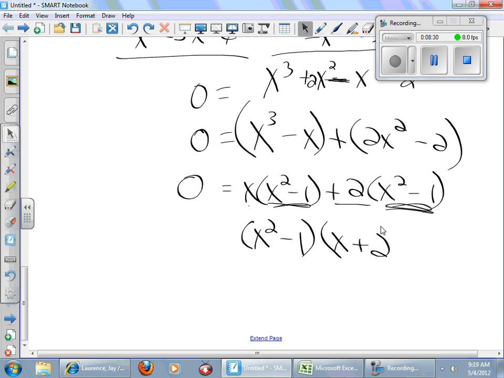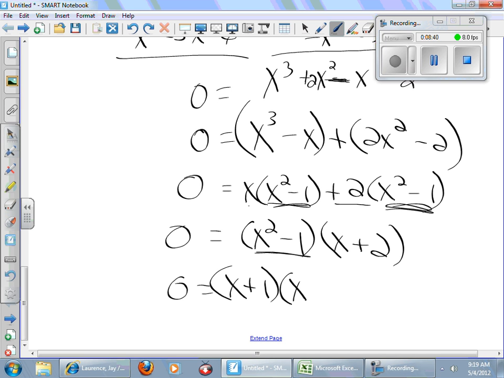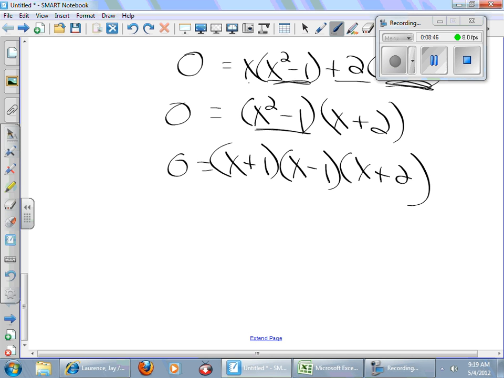Okay, so then we'll have a quantity of x plus 2, and that equals 0. Now I'm not done factoring. This here is the difference of perfect squares, so I'm going to get an x plus 1, an x minus 1, and a quantity of x plus 2. So actually, that worked out pretty good. I know that x is going to have to equal negative 1, 1, or negative 2.